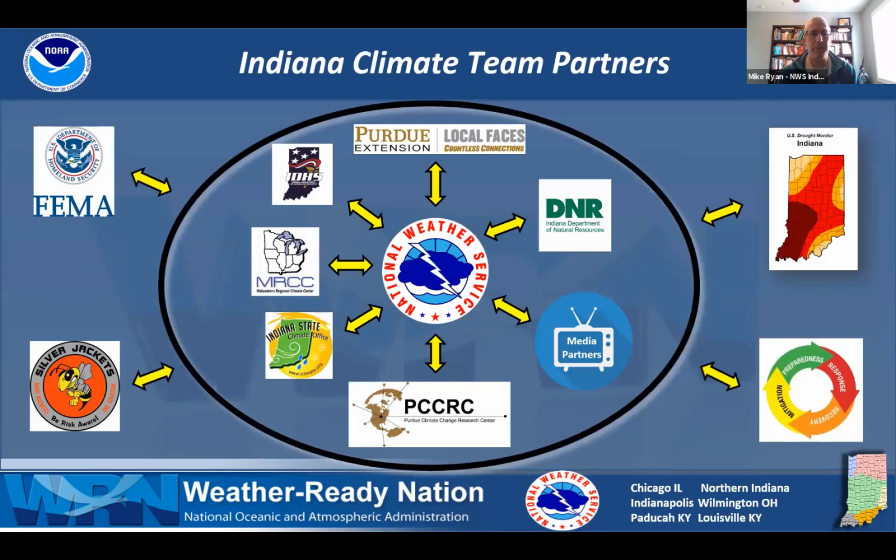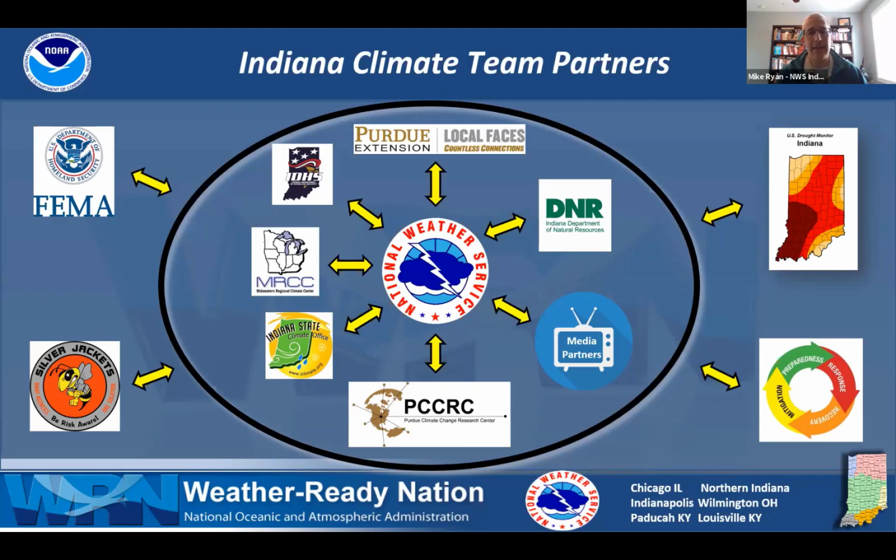And before we get into the dashboard, I just want to highlight who some of our partners are, because there are a lot of the same partners that we have represented here today and over these last couple of days in our workshop. IDHS, Ag Extension in the Purdue community, the Purdue Climate Change Research Center, Midwest Regional Climate Center, Beth and the State Climate Office, but then also components with Silver Jackets and FEMA and media partners and DNR and more and more and more.